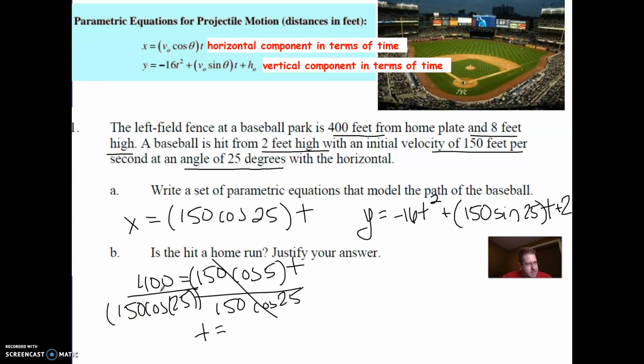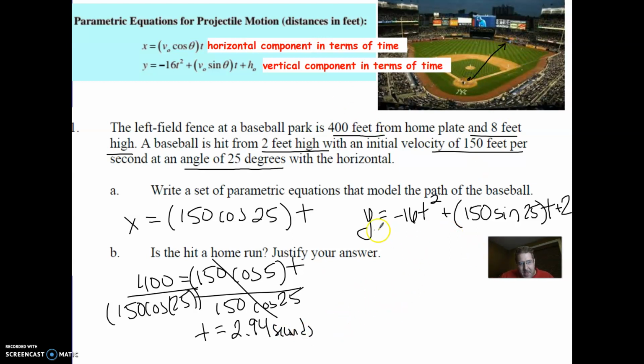400 divided by parenthesis 150 cosine of 25. So obviously, making these small errors, it's important for you to take note of the fact that you need to understand why you're doing something, when you're doing something, and whether or not your answer is reasonable. That's the reason why I knew those answers didn't make sense, because they weren't within reason. There's no way a baseball is going to be in the air that long. So it's really 2.94 seconds.